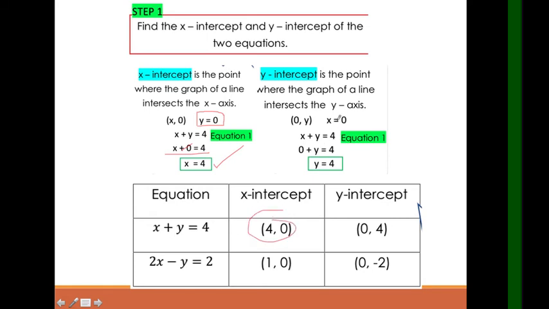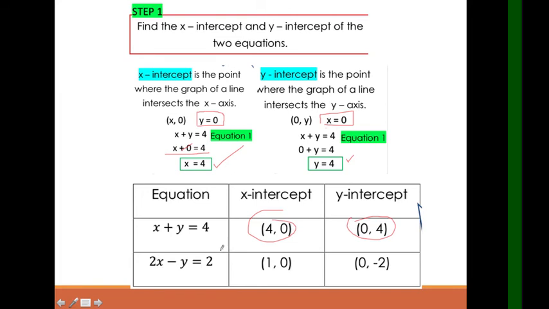The y-intercept is the point where the graph of the line intersects the y-axis. So let's suppose that x is equal to 0 using equation 1. If it is 0, that will become 4. So we have 0 and 4 as our y-intercept.